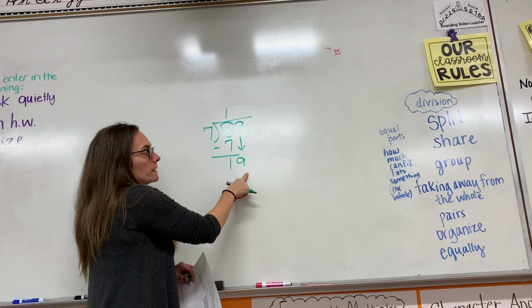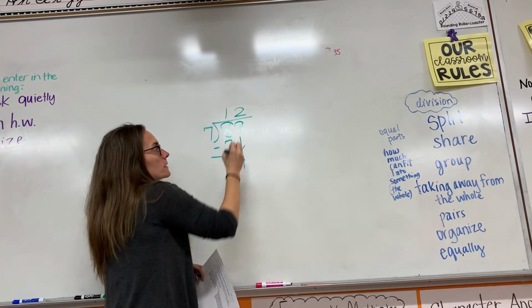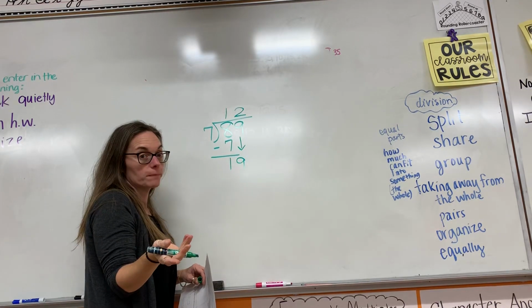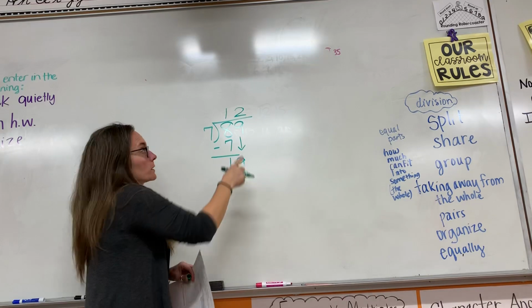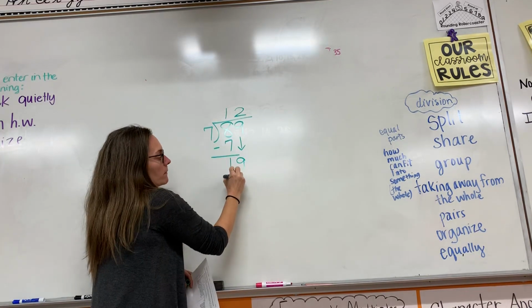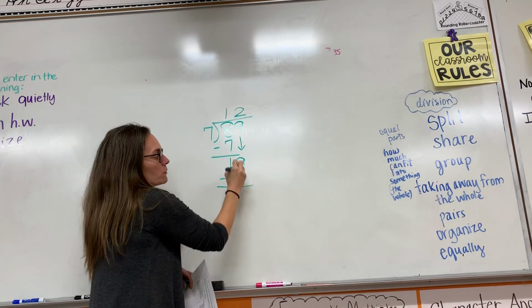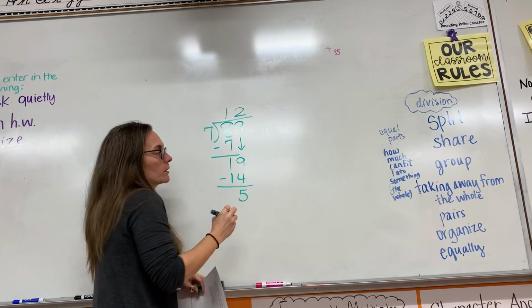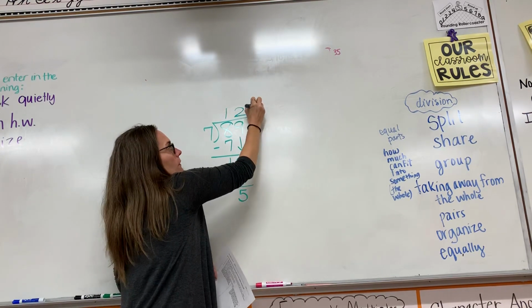7 divides into 19 2 times. 7 times 3 is 21. That's too big. 7 times 2 is 14. 2 times 7, 14. I'm going to subtract 19 minus 14, and I'm going to get a remainder of 5.